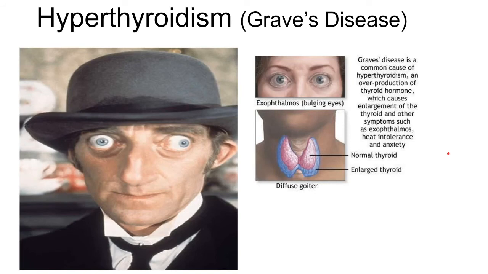Now you can go to the other extreme and have hyperthyroidism where it's going too much, also known as Graves' disease. It can cause the enlargement of the thyroid and other symptoms like exophthalmos, heat intolerance, and anxiety. You have here a normal thyroid in the pink and the enlarged one in this blue color.